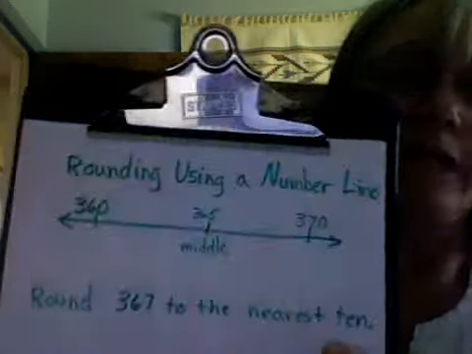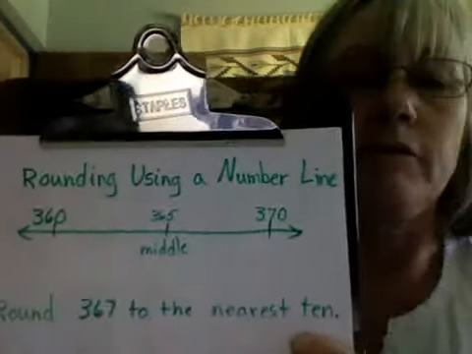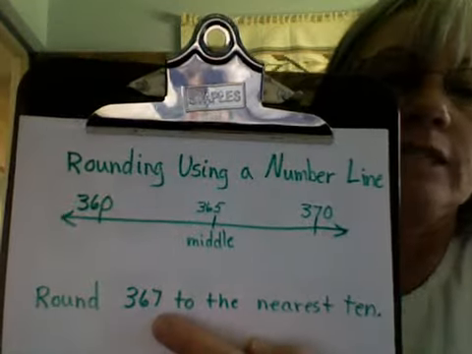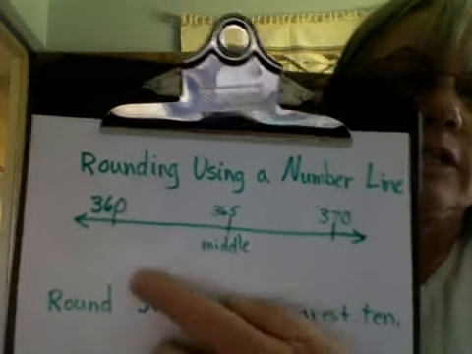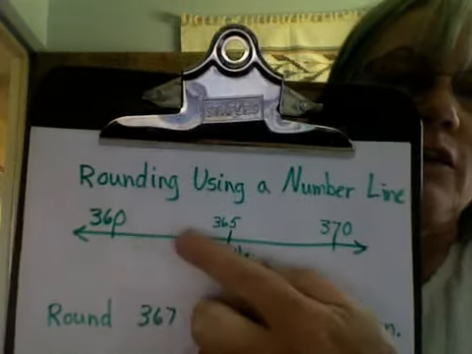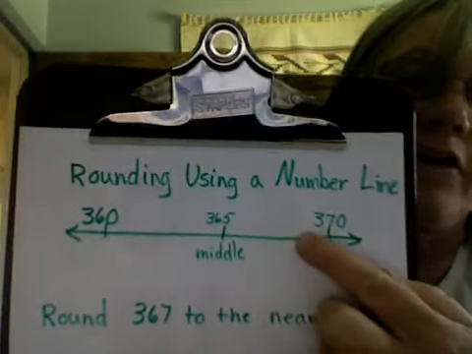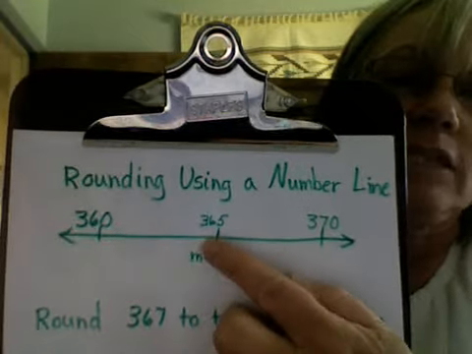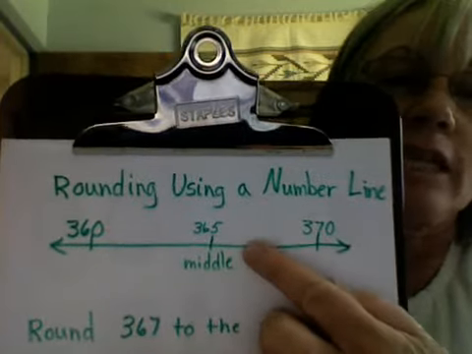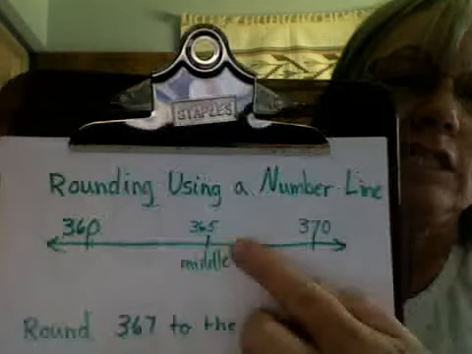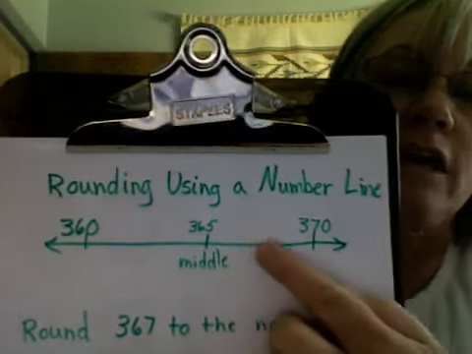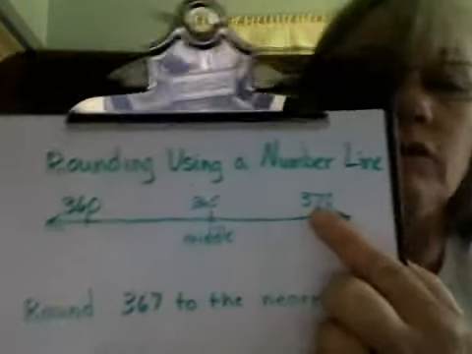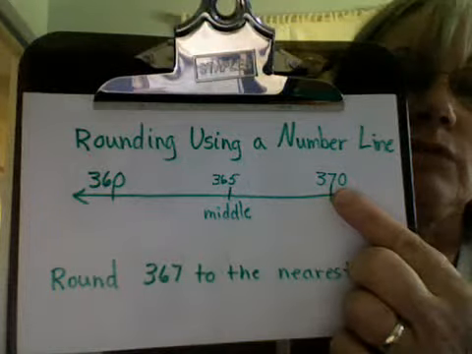Now that we have our two endpoints and our middle marked on the number line, we can take another look at our target number and decide where on the number line it would be placed, whether it's closer to 360 on this end or moving along if it's somewhere in the higher end towards 370. And you'll know, based on where your middle point is, that 367 would be slightly to this side of 365, your middle. But it's towards the higher end, towards 370. So the correct rounded off number for this example is 370.